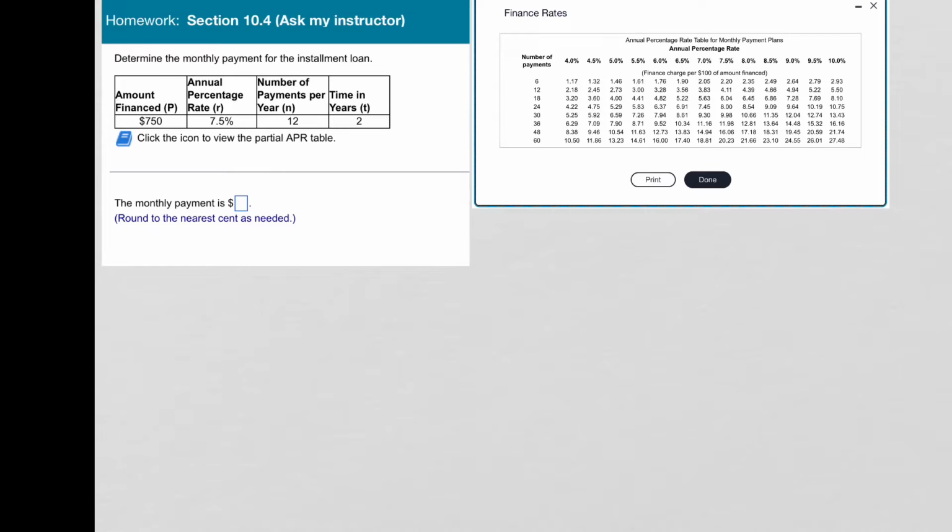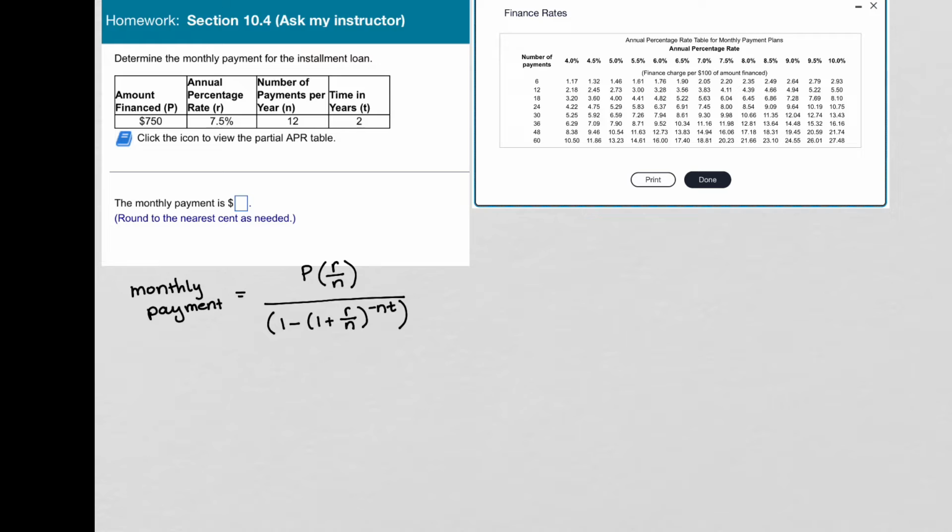In this problem, we want to determine the monthly payment for the installment loan, and we're given all the information about the loan, and we're also given a partial APR table. So there's two ways to calculate our monthly payment here, and one is to use the formula for a monthly payment. So here's my formula for a monthly payment.